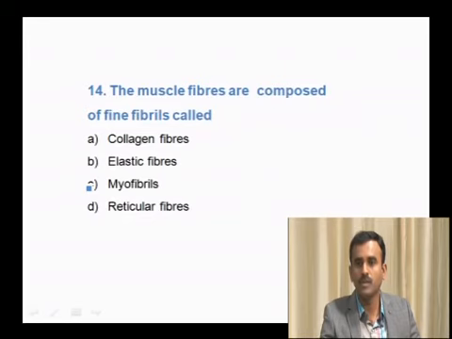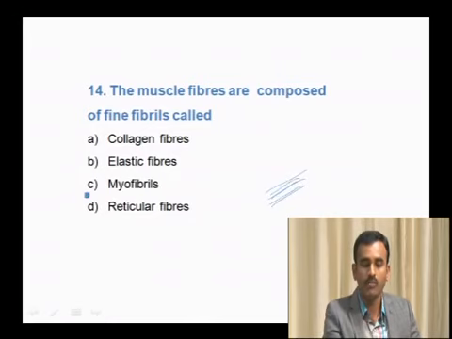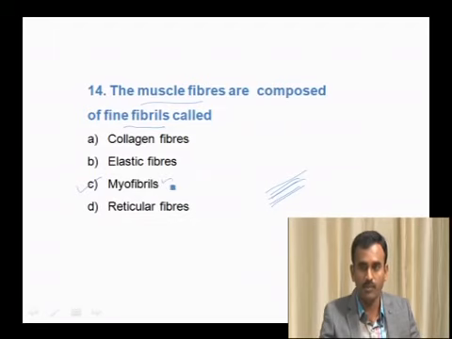Next question. The muscle fibers are composed of fine fibrils called. The muscle fibers consist of thin bundle-like or thin thread-like structures which are called myofibrils. Collagen fibers, elastin fibers and reticular fibers are not associated with muscle fibers. The fine fibrils in muscle fibers, which are thread-like structures, are called myofibrils. Answer for this question is option C.